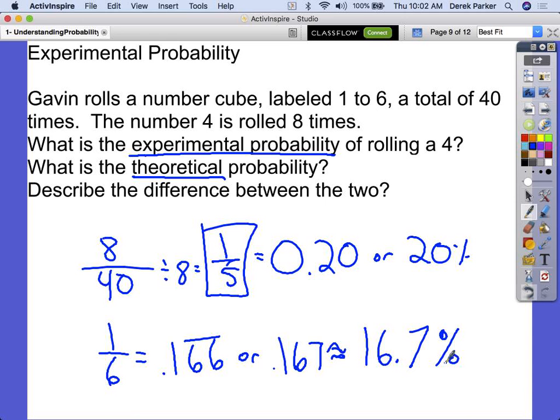Now, are they the same? No, they are not the same. However, they are close to one another. That's the thing about experimental and theoretical probability. They should be close to one another. And in this case, they are.